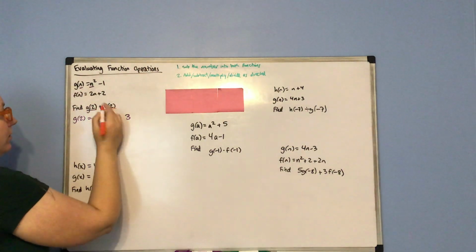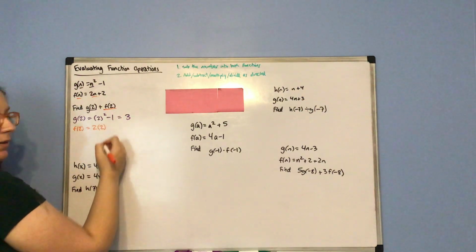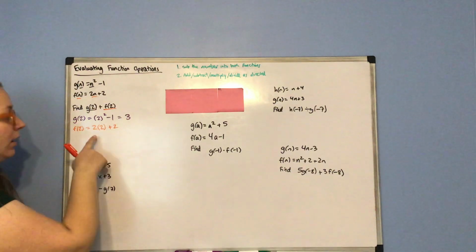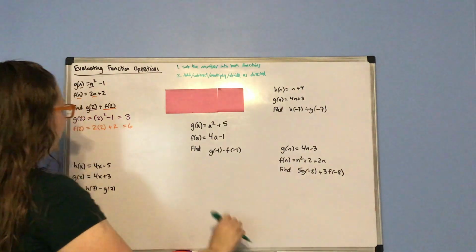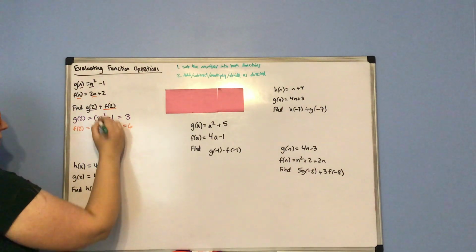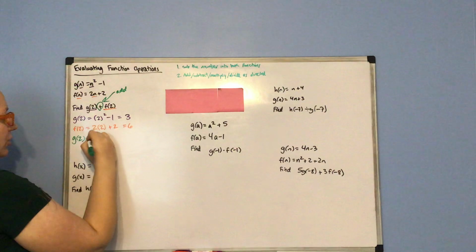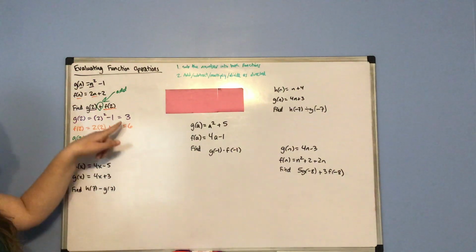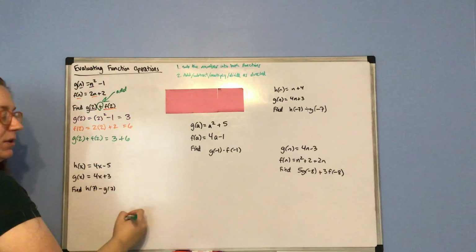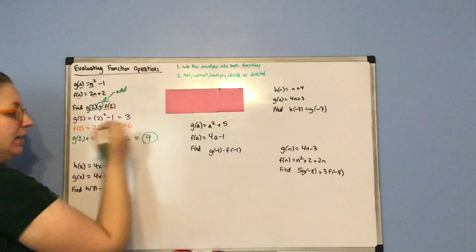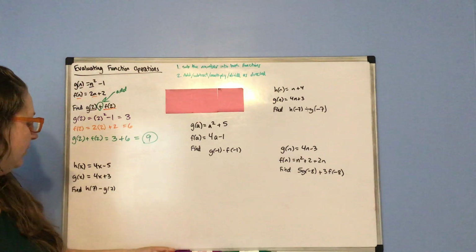Now I need to do f of 2. So f of 2 becomes 2, parentheses 2 instead of n, plus 2. 2 times 2 is 4, plus 2 is 6. And then what I need to do is find g of 2 plus f of 2, which means I need to add those two answers together. So for my final answer, g of 2 plus f of 2 means add the number I got for g of 2, which was 3, plus the number I got for f of 2, which was 6. 3 plus 6 gives me 9. And that's the process. Let's try another one.